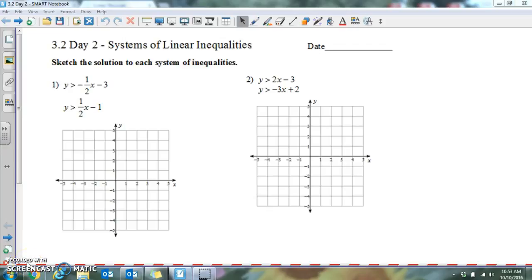Okay guys, you should have the 3.2 Day 2 worksheet in front of you that says Systems of Linear Inequalities. Yesterday we graphed just one line, and today we're going to graph 2 lines and see where they intersect. It's going to make sense once we've done a few.